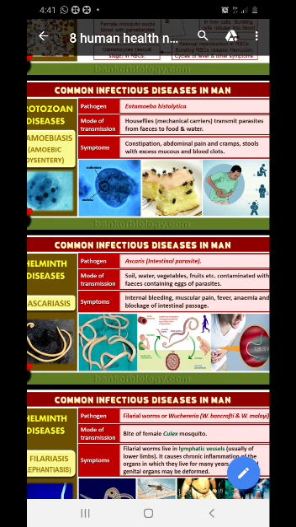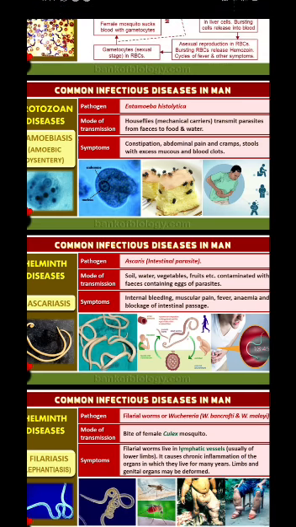Next disease, we'll go to the next disease, which is Ascariasis, which also affects our digestive system. What is the name of the parasite or pathogen? Ascaris lumbricoides. What is that? Ascaris lumbricoides, which is the common roundworm, belonging to the phylum Aschelminthes.